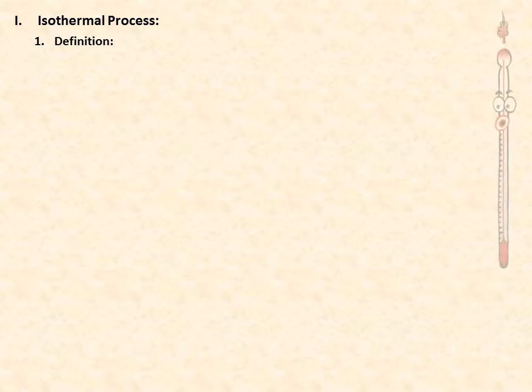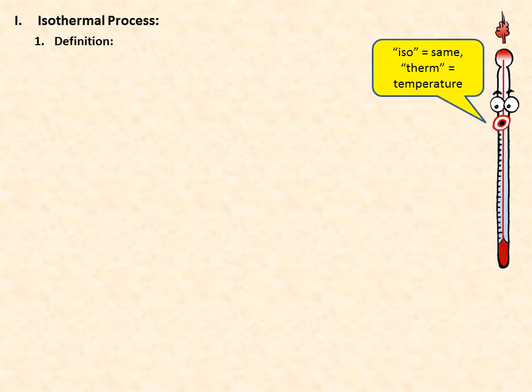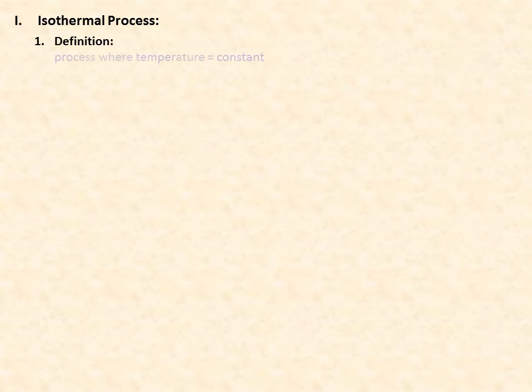Right, so we're going to consider four thermodynamic processes today. The first is called an isothermal process. Let's see what Theo the thermometer has to tell us here. When we look at the word isothermal, iso means same, therm means temperature. So as you might imagine, an isothermal process is one that takes place at a constant temperature. In other words, the temperature does not change.